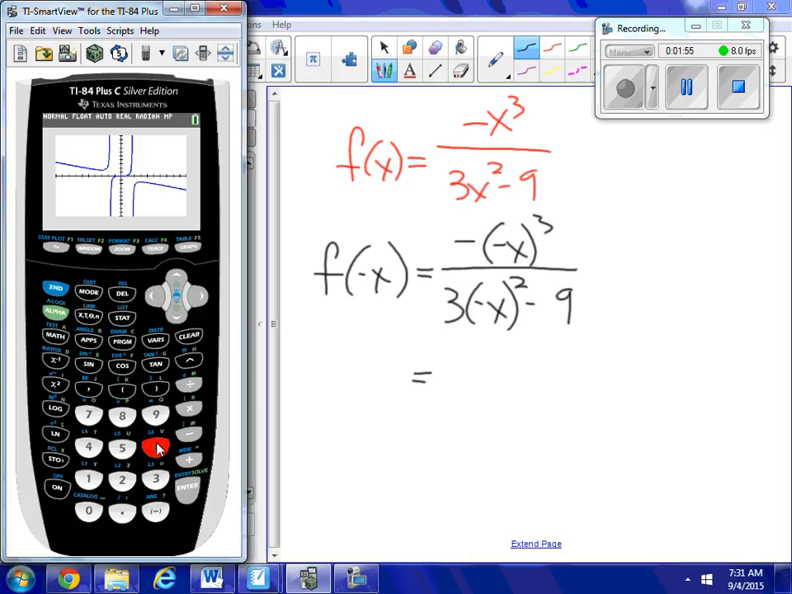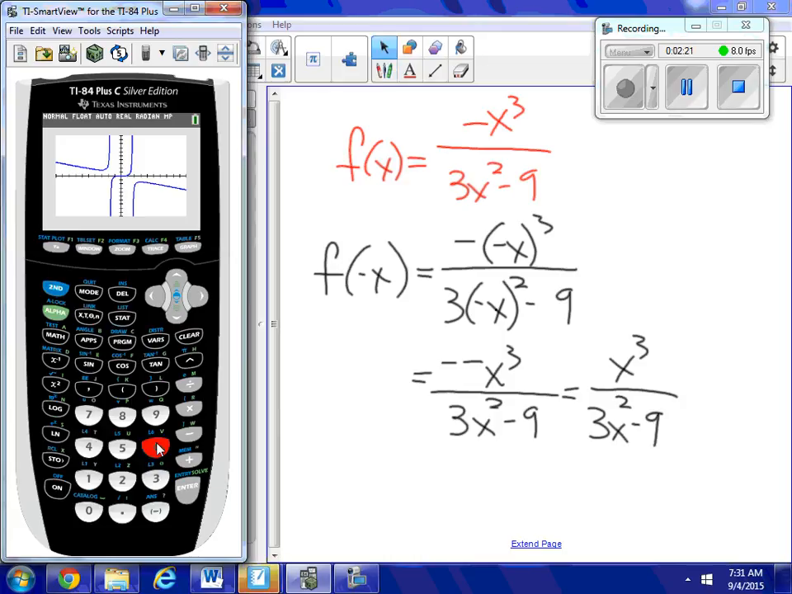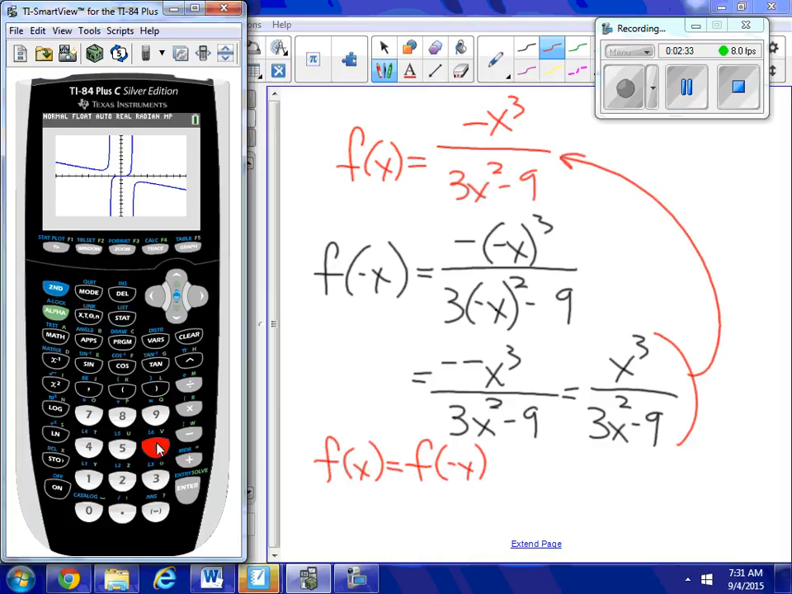That gives me, well, negative x cubed is still negative x cubed, divided by negative x squared is positive x squared, so that's going to be 3x squared minus 9. So that is equal to negative x cubed divided by 3x squared minus 9. So now I take a look. Is f of x equal to f of negative x? Is this equal to that? No, this function is not even.